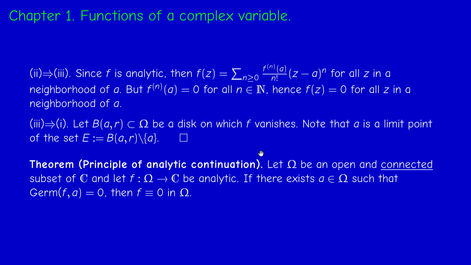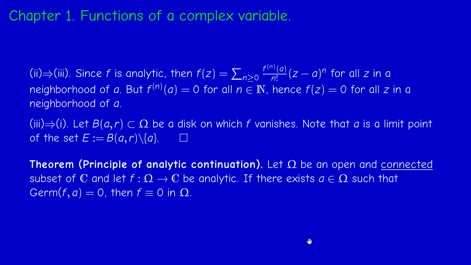Not only locally. So otherwise stated, because what does this condition mean? This condition means that F vanishes near A. So what we are saying here is that if F vanishes near A, it vanishes everywhere. And this is something very specific to analytic functions. It's not true in general, and I will give a counterexample later. So this is a very special property of analytic functions.